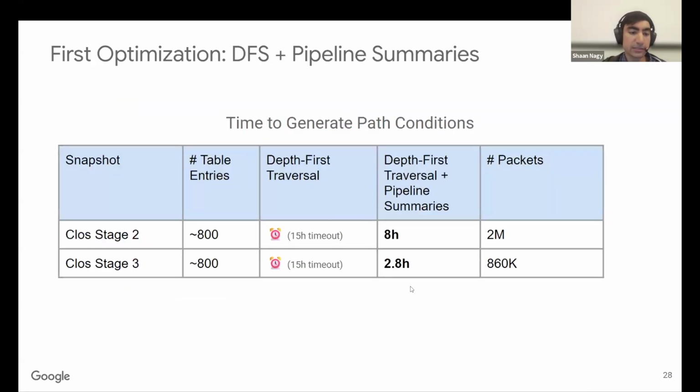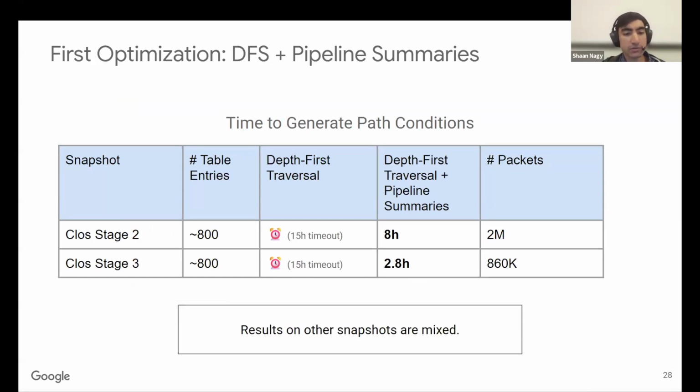So how does this perform? Well, we do better generally. We go from timing out in 15 hours to terminating within some number of hours, but still not great. Results on the other snapshots are a little bit mixed, but generally the trend is that we can do faster, but not fast enough.